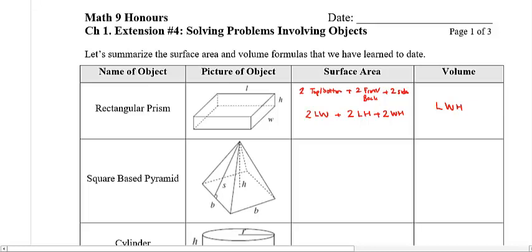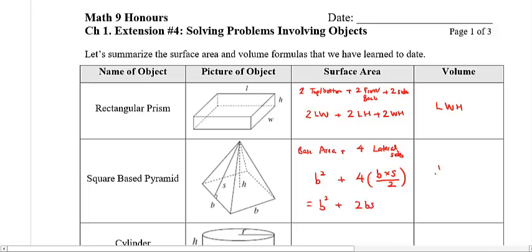Remember the idea of a square base pyramid? Got the base area along with 4 of those triangular lateral sides. So b squared would be the base area. And those 4 triangles, so 4 times the base times the slanted height divided by 2. Or that simplifies to, I guess, 2bs.